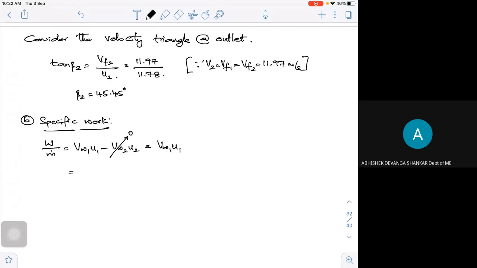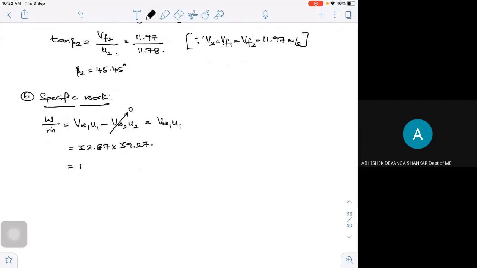What is my Vw1? It is 32.87 into 39.27, which is my U1, and if I try to calculate, I am getting around 1291.26 joules per kg, or I can write 1.21 kilojoules per kg, W by m dot.